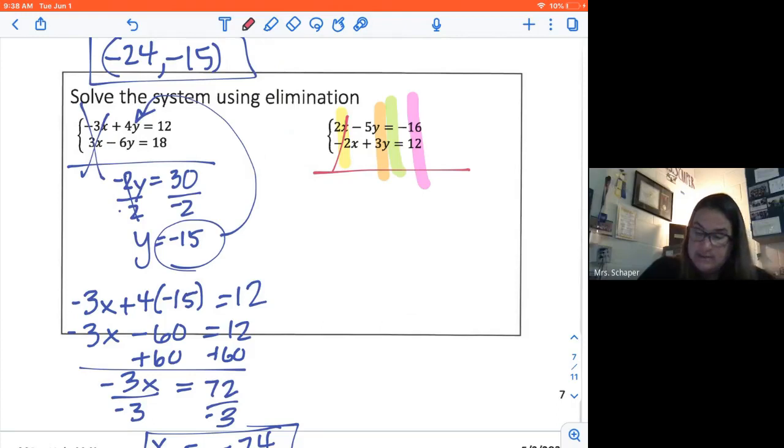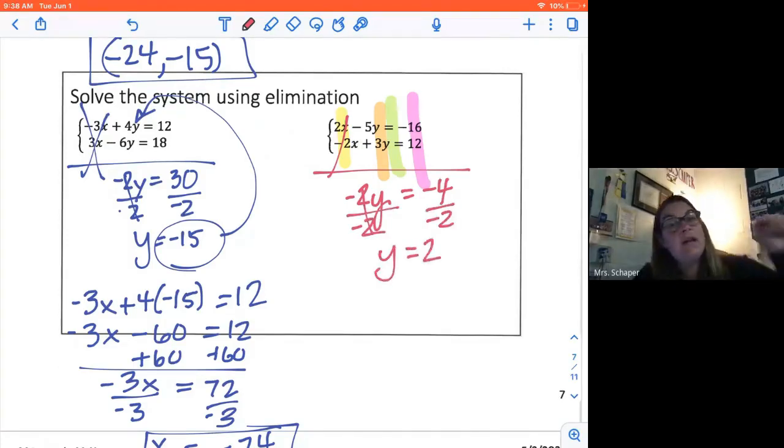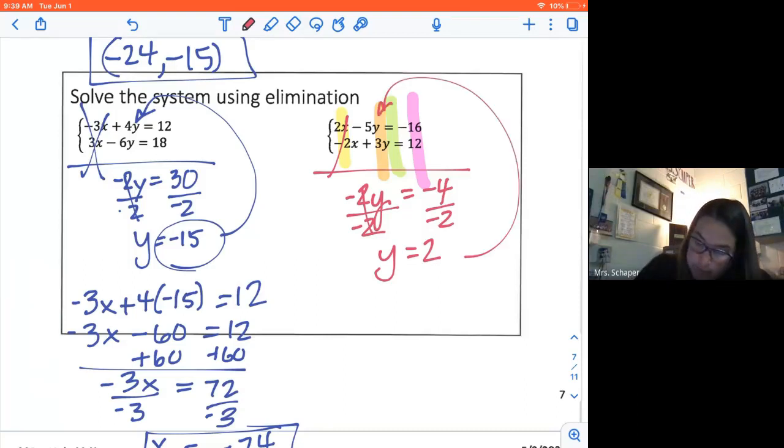2x minus 2x is 0. Negative 5y plus 3y is negative 2y. Negative 16 plus 12 is negative 4. So we divide by negative 2. So y equals 2. Then when we're done, we're going to go back and substitute it in for y to solve for x. So 2 is going to go back into here. So 2x minus 5 times 2 equals negative 16. So 2x minus 10 equals negative 16.